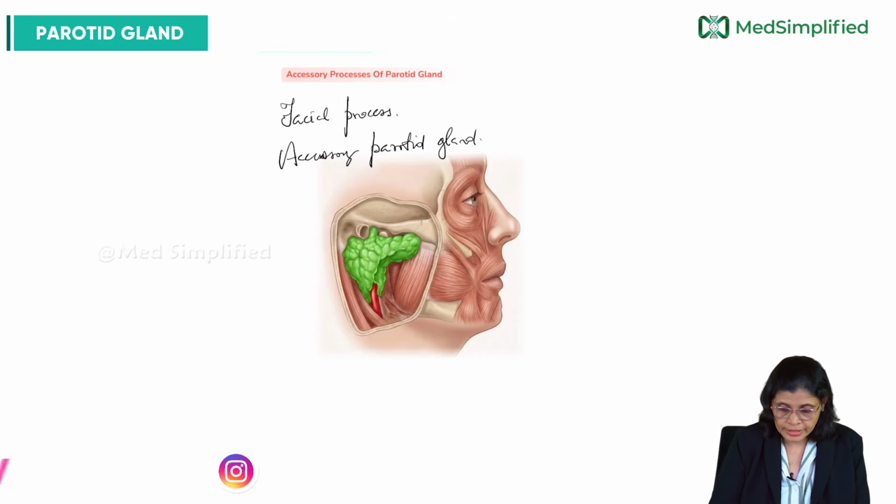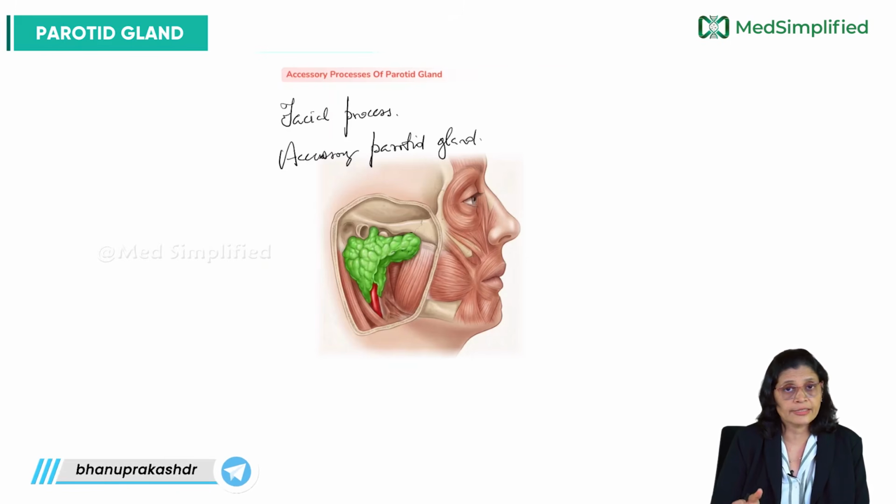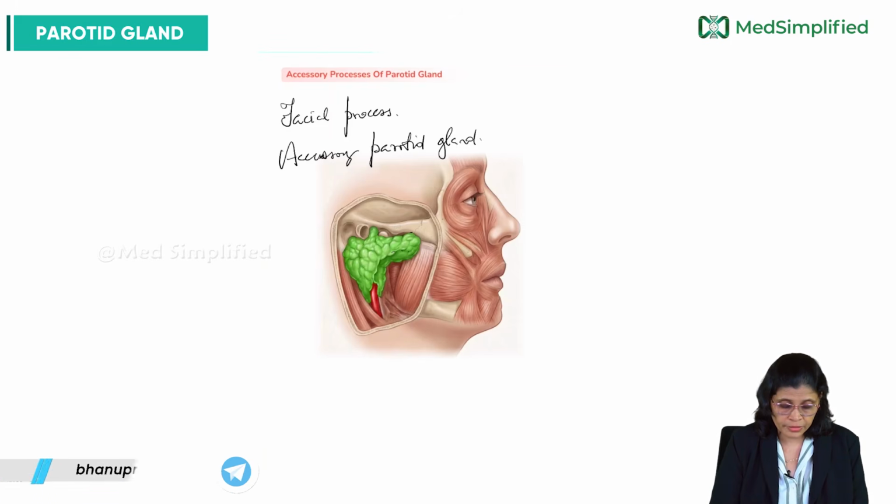Okay, so it is situated between the zygomatic arch and the parotid duct. That is why we are calling it the accessory parotid gland, because it's a detached part and itself stays separately there between the zygomatic arch and parotid duct.